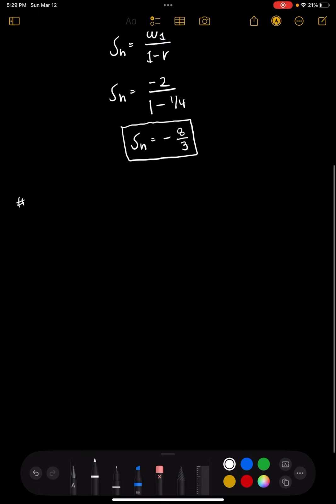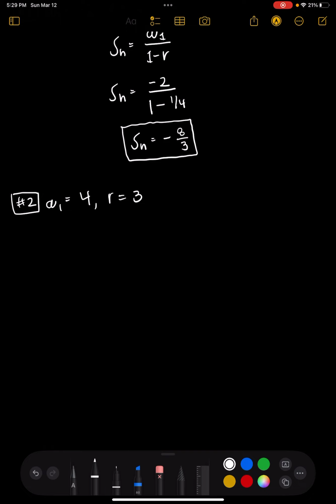The second example gives us the information that a sub 1 is equal to 4 and that r is equal to 3. So remember, the first step that we have to take in these infinite geometric series is to determine if r is in between -1 and +1. In this case, r is 3.